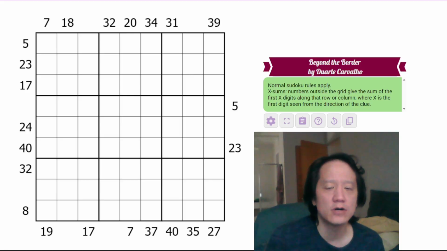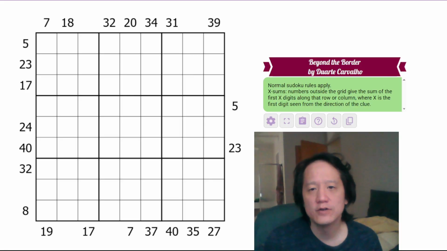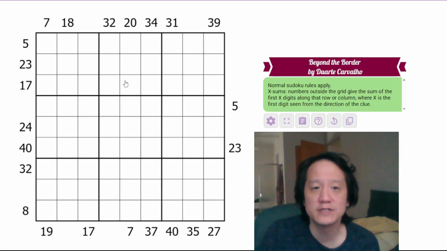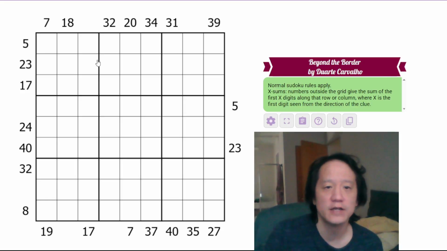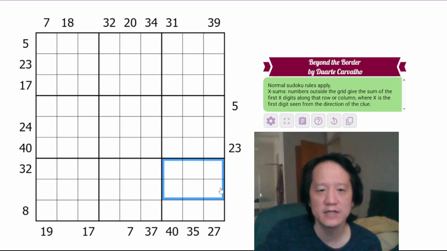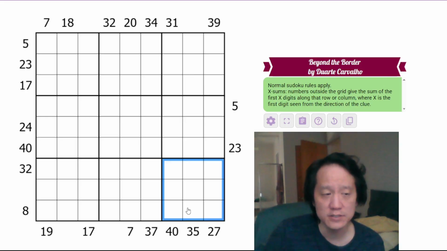And here are the rules. Normal Sudoku rules apply, which means in every cell in the grid, place a single digit from 1 through 9 such that every row, column, and designated 9-cell region contains the digits 1 through 9 once each.